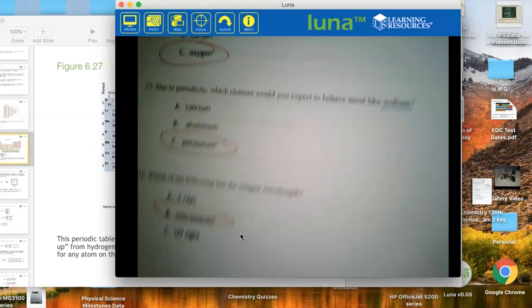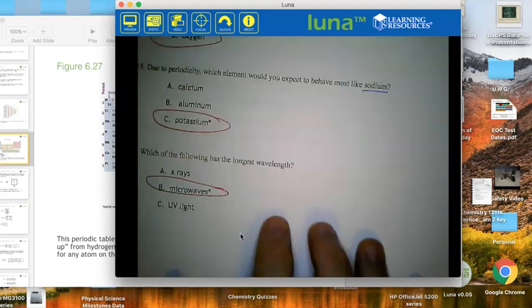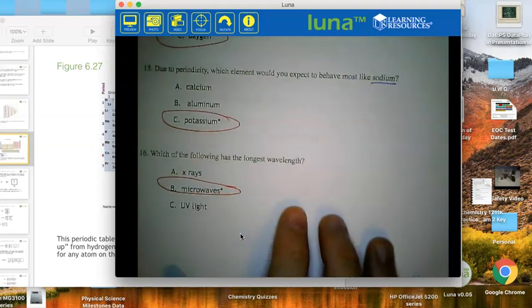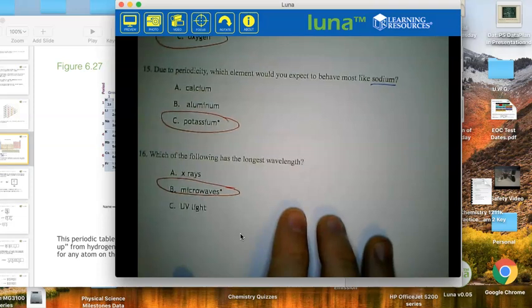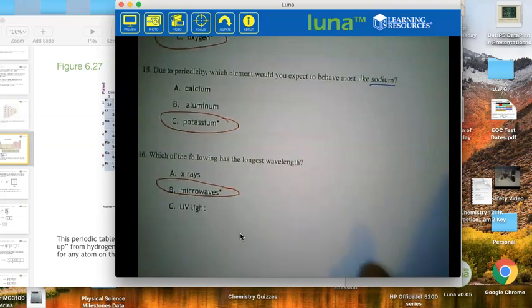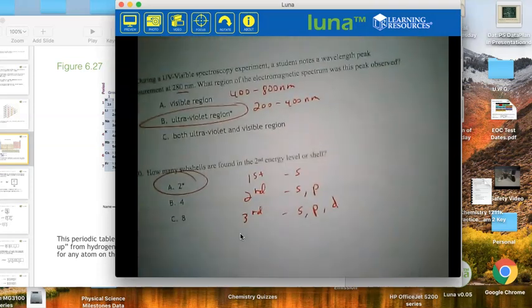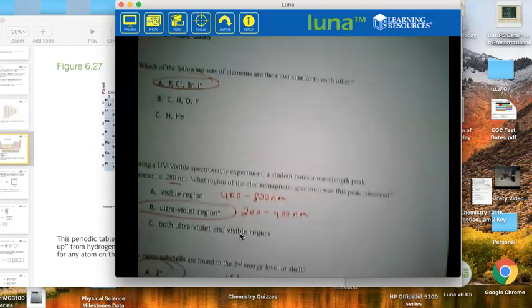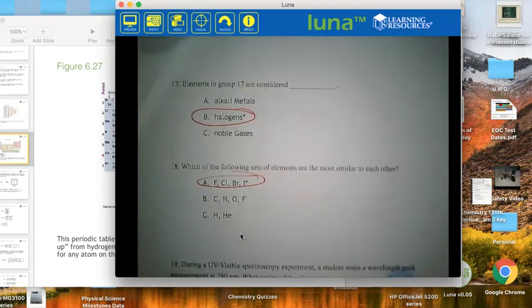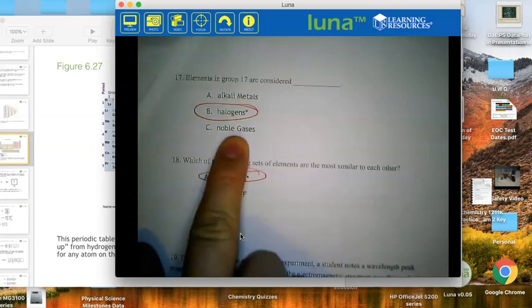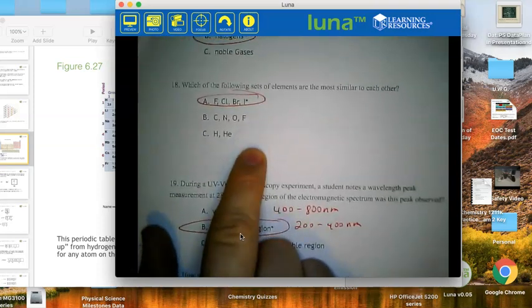Number 16, which of the following has the longest wavelength? We know X-rays are very small, and microwaves are longer than UV light waves. Number 17, elements in group 17 are considered halogens. Number 18, which of the following sets of elements are the most similar to each other?